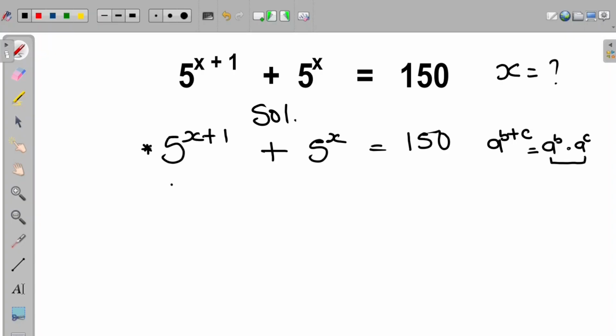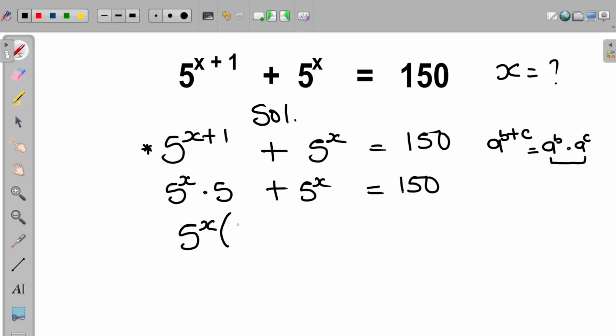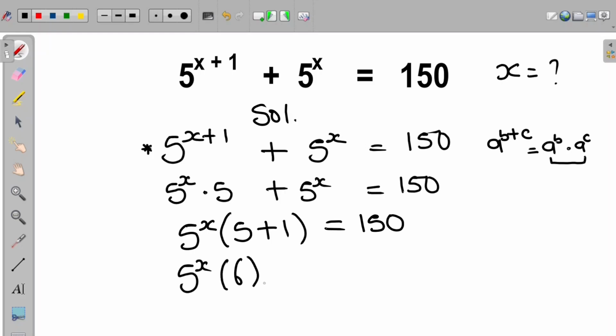So this becomes 5 raised to the power of x multiplied by 5 raised to the power of 1, which is 5, plus 5 raised to the power of x equal to 150. At this point, we can factorize 5 raised to the power of x. So we have 5 raised to the power of x, open a bracket, 5 plus 1, equal to 150. And the equation will reduce to 5 raised to the power of x multiplied by 6 equal to 150.